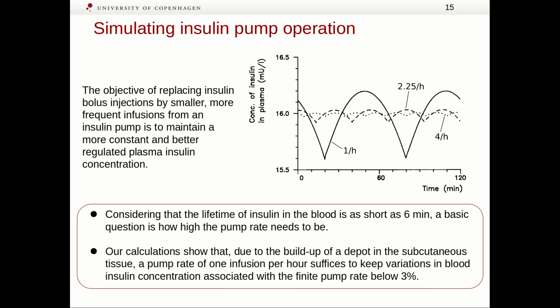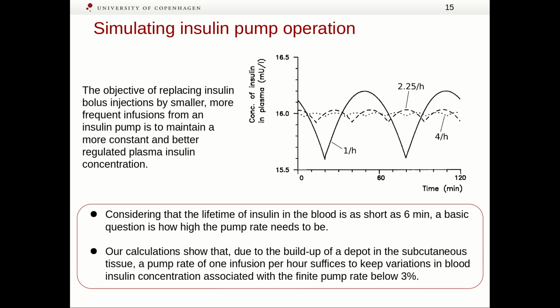The objective of replacing insulin bolus injections by smaller and more frequent infusions from an insulin pump is to maintain a more constant and better regulated plasma insulin concentration. And this is a direction in which most modern treatment of diabetics develops. Considering that the lifetime of insulin in the blood is as short as maybe 6 minutes, it's of course a basic question, how fast should one actually pump the insulin from an insulin pump.